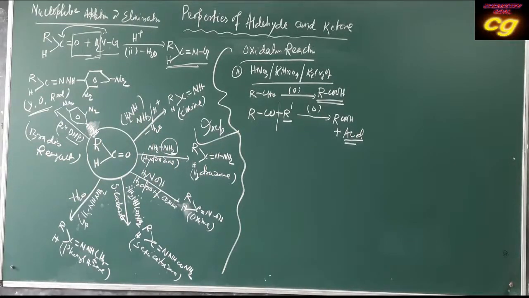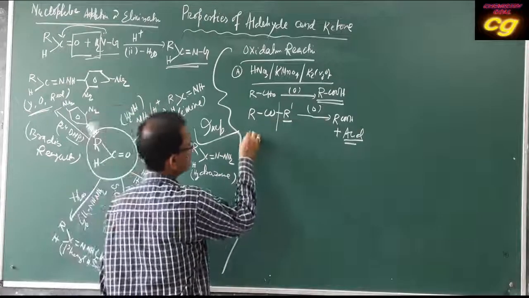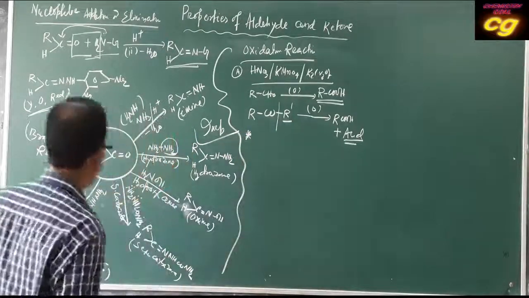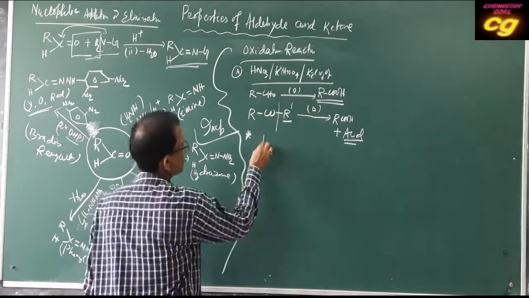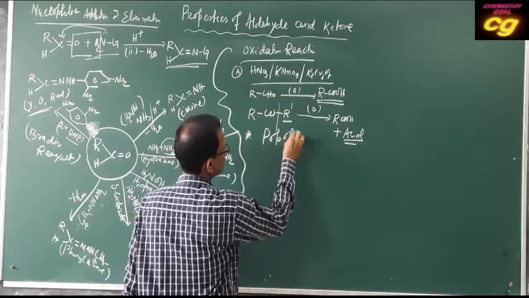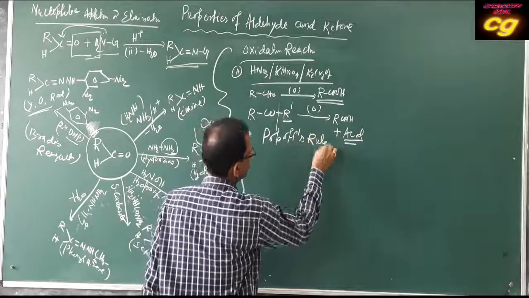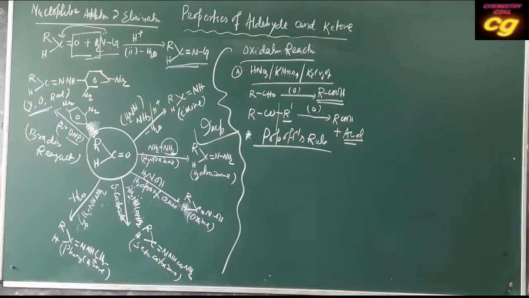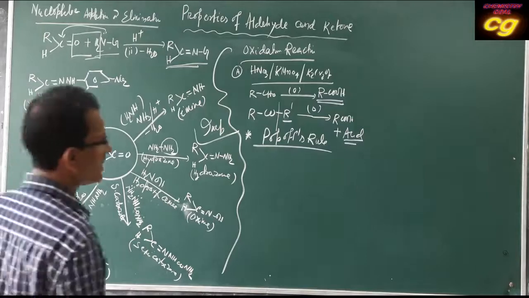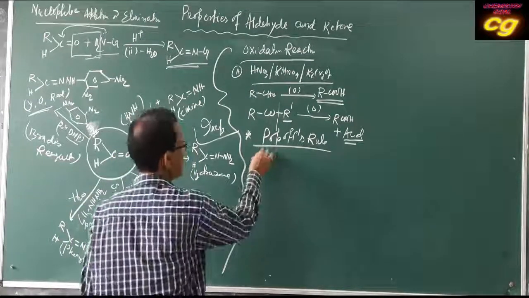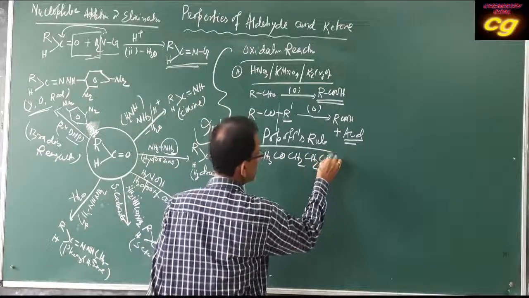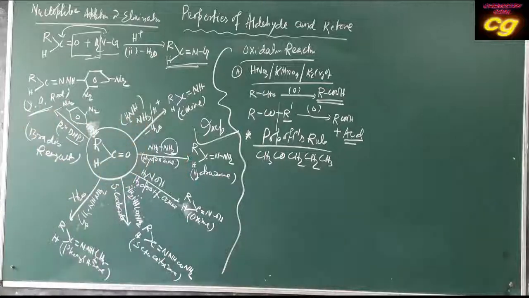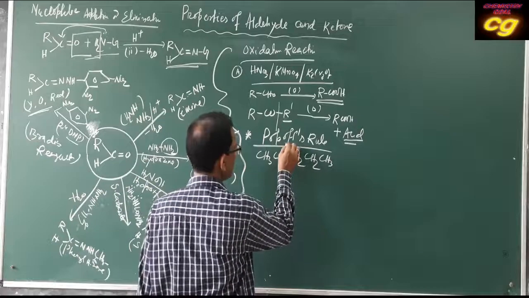What is important here is one rule, that is Popoff's rule, P-O-P, Popoff's rule. What is Popoff's rule for oxidation of ketone? Mainly, the lower alkyl side of the ketone will oxidize first. Suppose CH3-CO-CH2-CH2-CH3. This is your ketone. But here the lower alkyl group is this part, this part is the lower one.